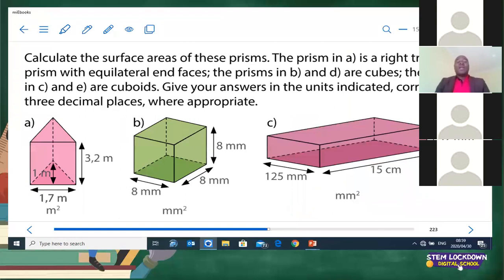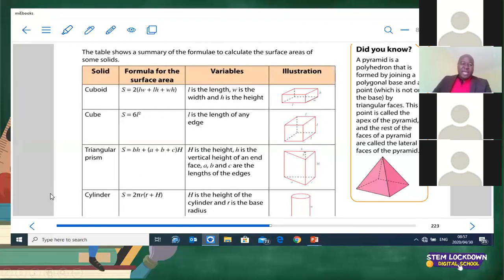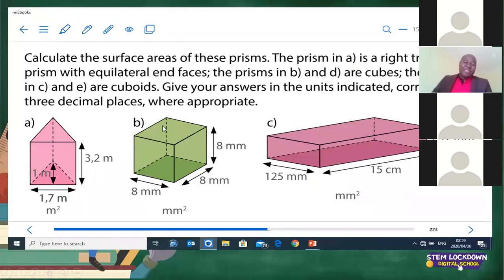Now, if we have to calculate the surface areas of these prisms, we can see that the first one there is a triangular prism. And we have already said that the triangular prism has got its own formula, which we will come back to at a later stage. But for now, I want us to look at the surface area of the cube, which is the base is a square, as well as the top is a square.